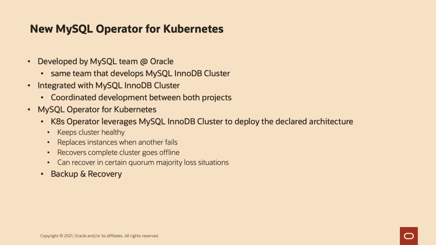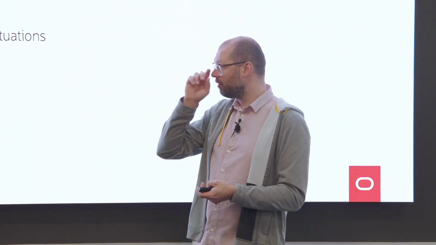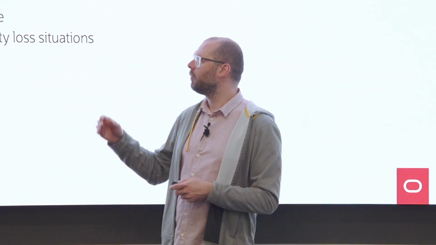So yeah, it replaces instances when one fails, recovers when everything is offline. Also, when there's a majority loss, let's say you have 3 members and 2 of them go away, the operator can see, okay, what happened to those? Are they gone? Is the process gone? And can I recover from it? Normally, with regular MySQL InnoDB cluster, you would have to figure out, okay, what do I do? Can I add new members, or should I recover the other ones? Well, when the operator knows that there's no data loss, it will recover, and it will add new instances again.